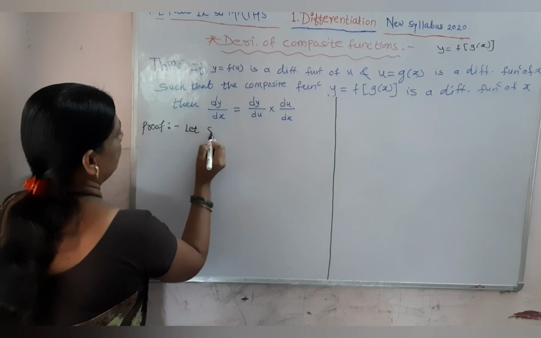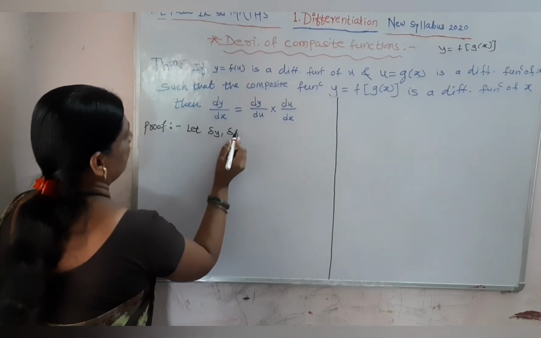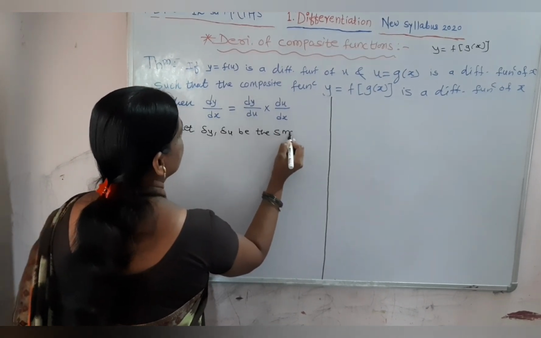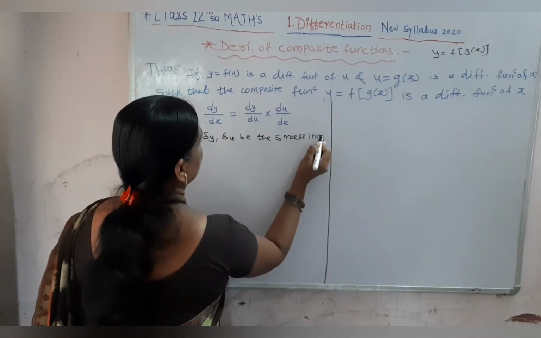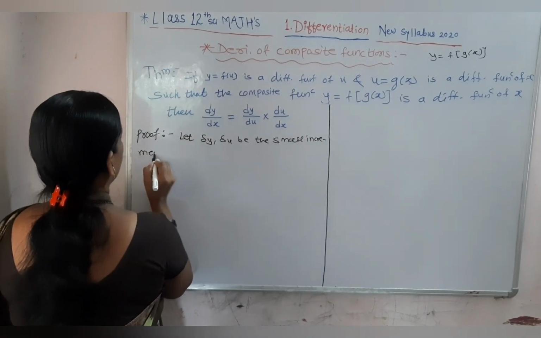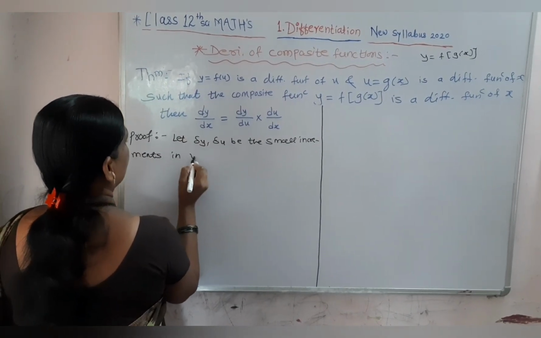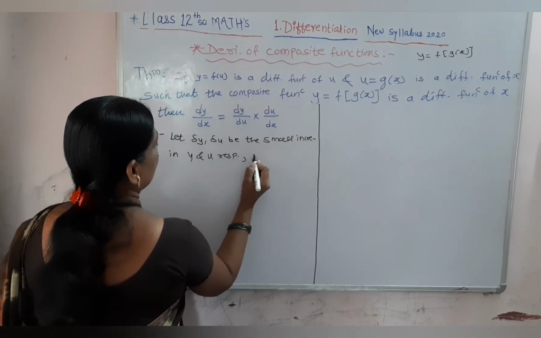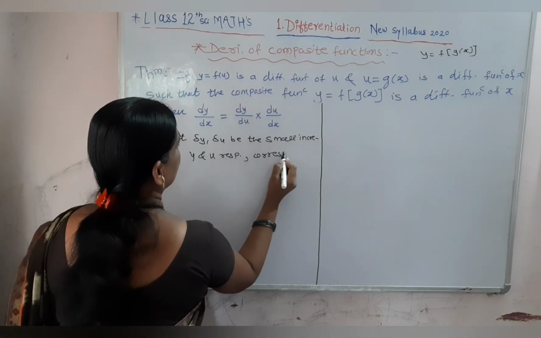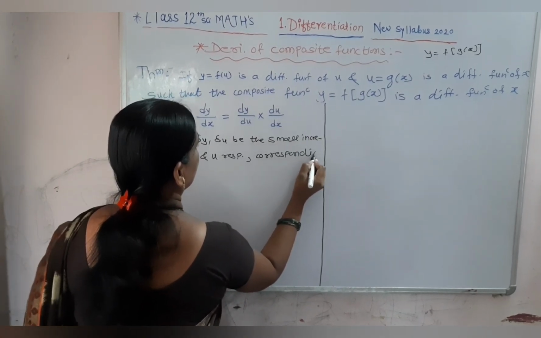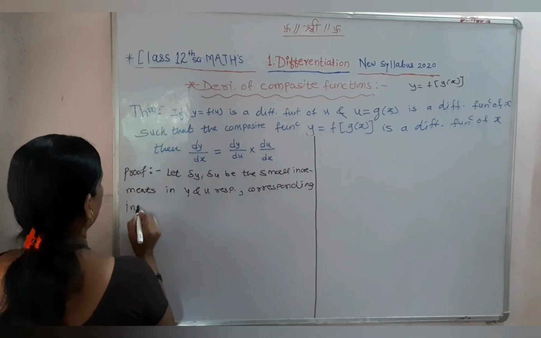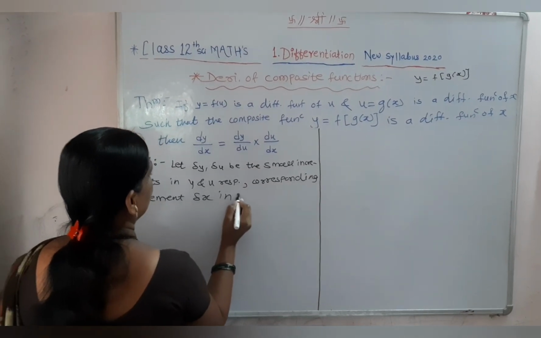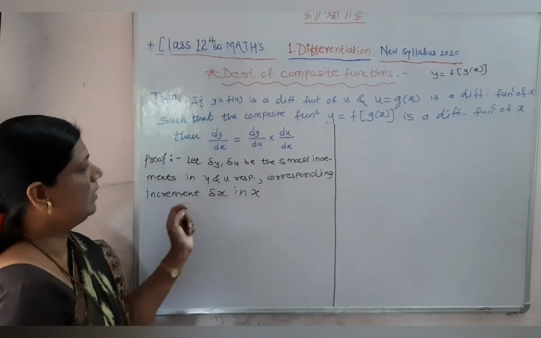Let delta y and delta u be the small increments in y and u respectively. Corresponding increment delta x in x. We have considered increments here.